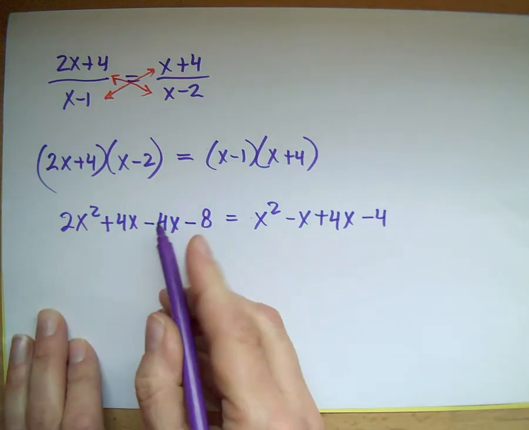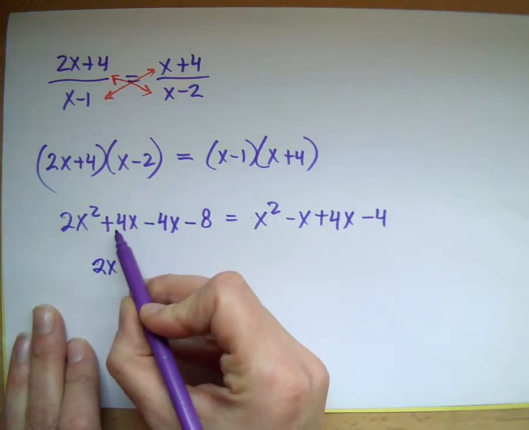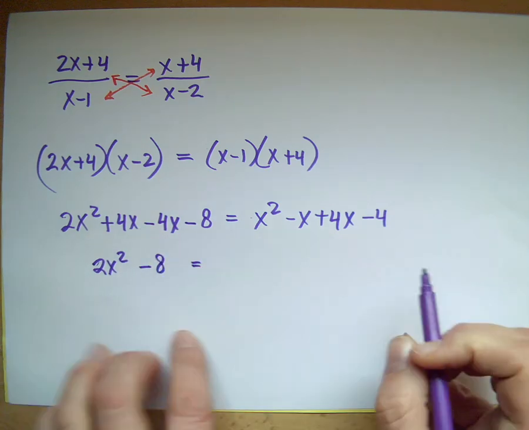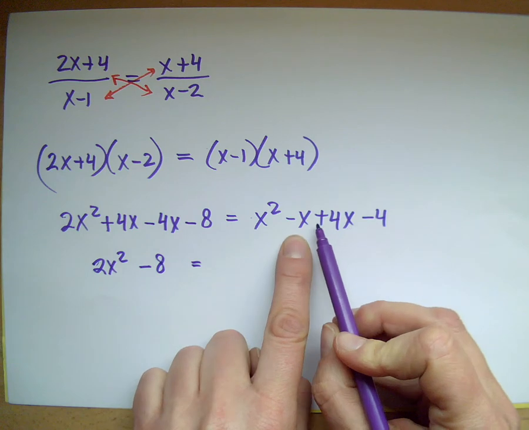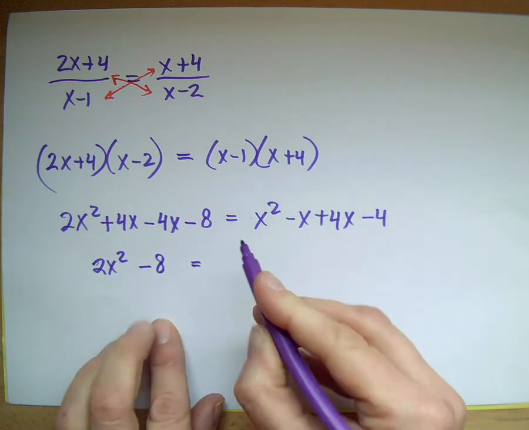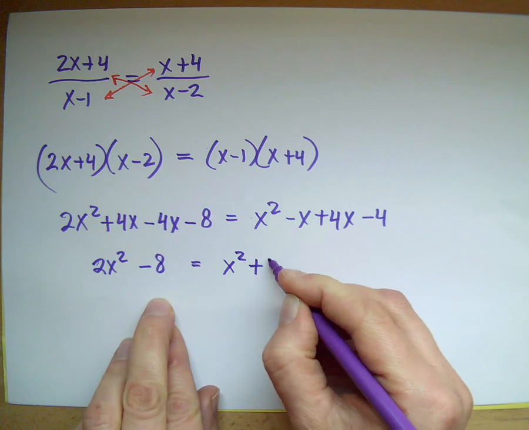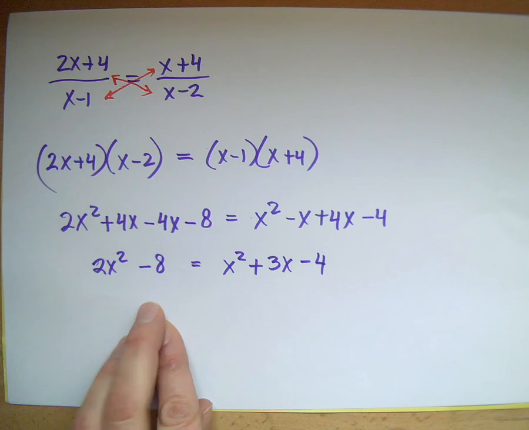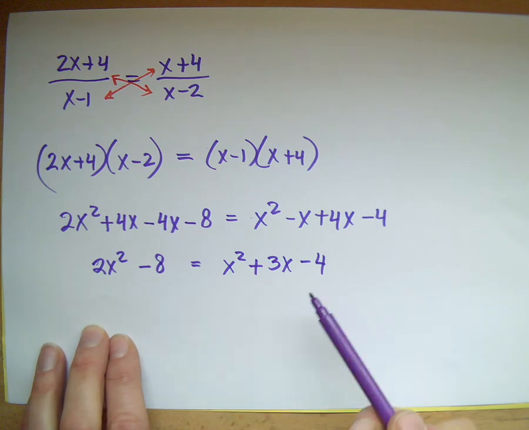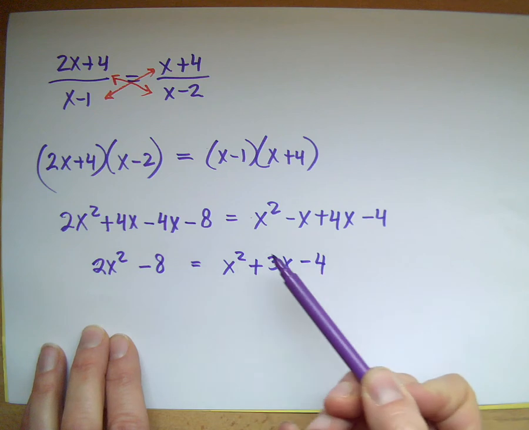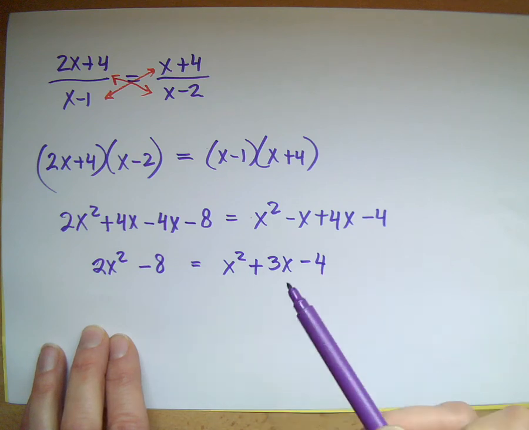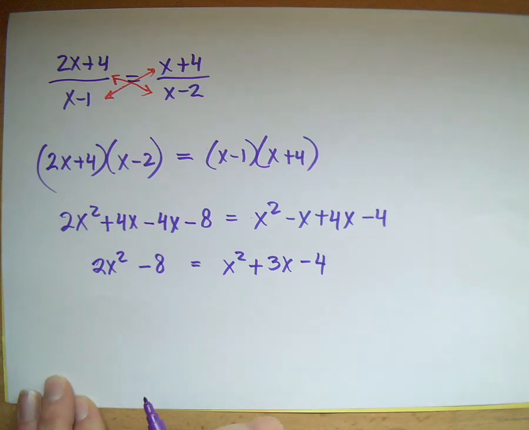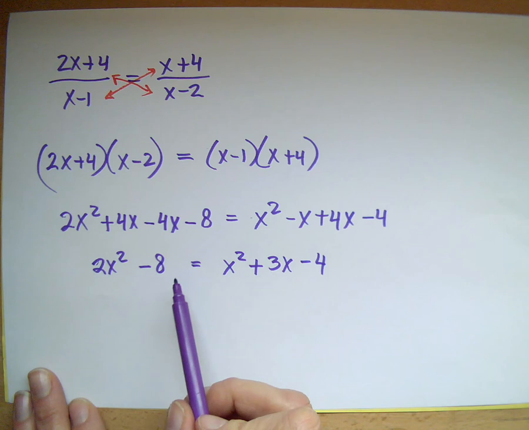We have some like terms that we can collect here. Plus 4x minus 4x is nothing. So all we have is this. Here we have a plus 4x and a negative x, so that's 3x. Plus 3x minus 4. Now, if we move all these terms over there, subtract them from this side, we'll get a 0, and we have a quadratic form on this side. That'll be nice for finding solutions for x, right?